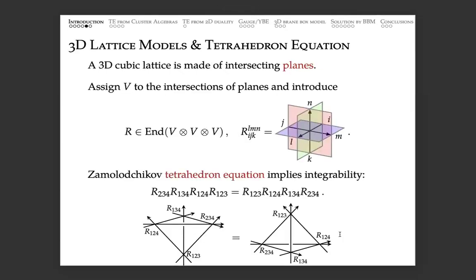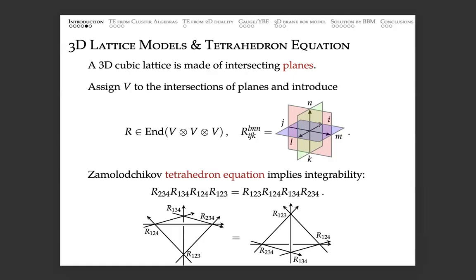Now, in 3D, I would like to consider a 3-dimensional cubic lattice instead of a square lattice. And in my opinion, the best way to think of this cubic lattice is to think of it as consisting of intersecting planes in R3, or maybe a 3-torus if you want periodic boundary conditions. Okay, so that's how I would like to think about it. Now, here I have drawn a picture of 3 planes intersecting, and then I have drawn these black oriented lines. They are intersections of pairs of these planes, all right?